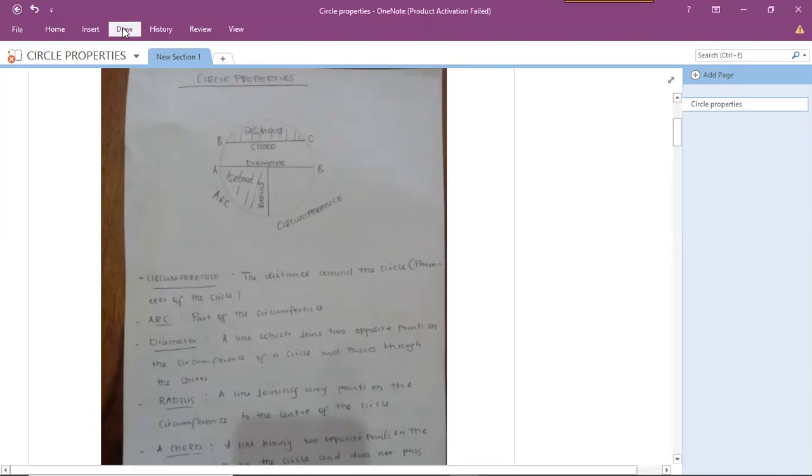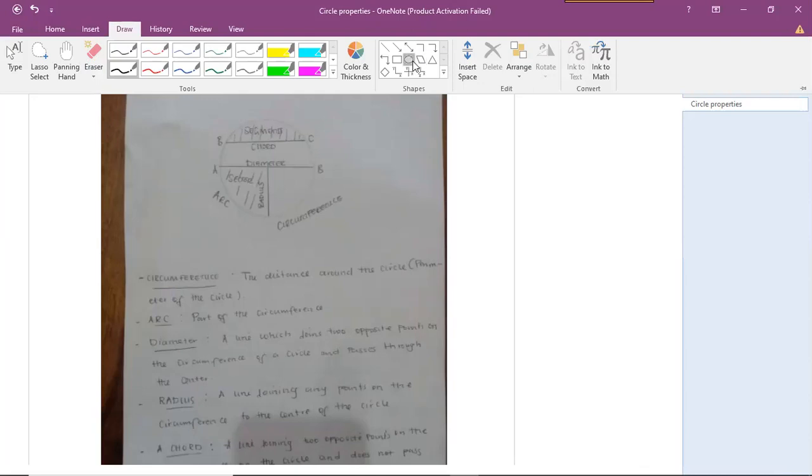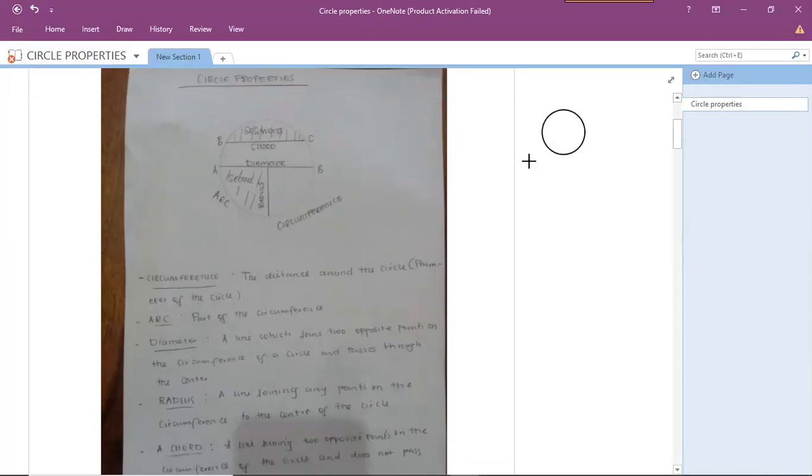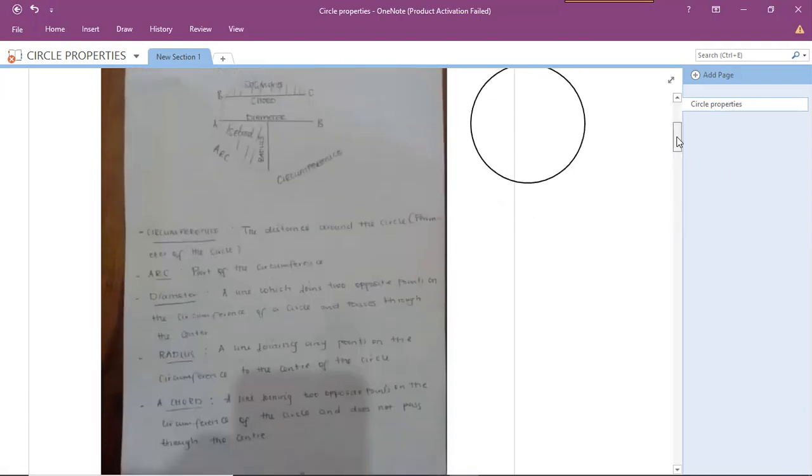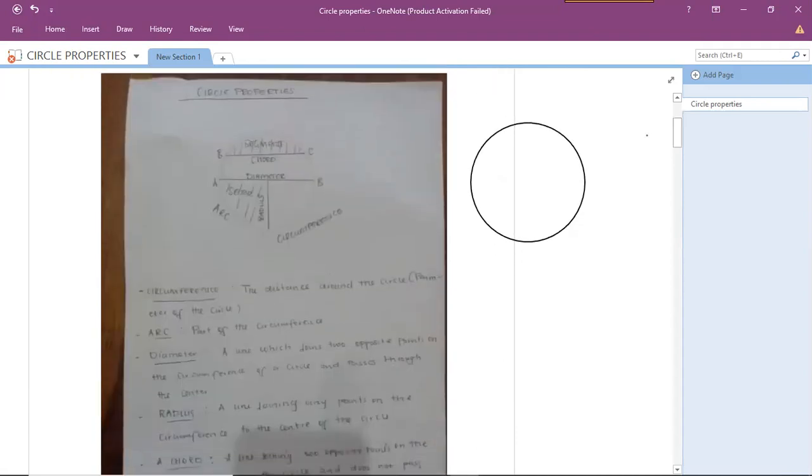So for you to understand this topic practically, you have to know all the given definitions. When someone says, what's a chord, what's a tangent, what's diameter, what's a segment, you have to be able to know all these definitions. So the first thing that you have to know is what is circumference. Circumference is also known as the perimeter of the given circle.